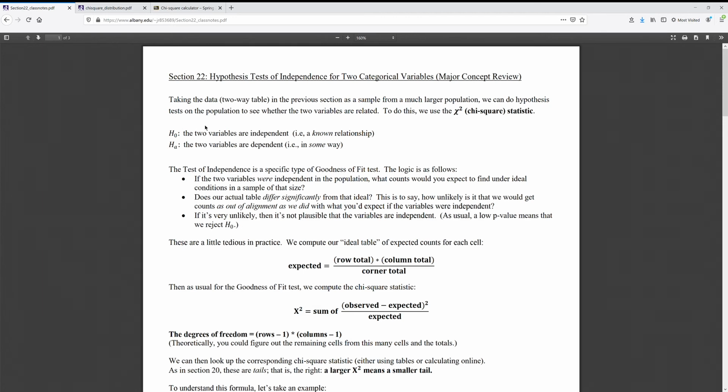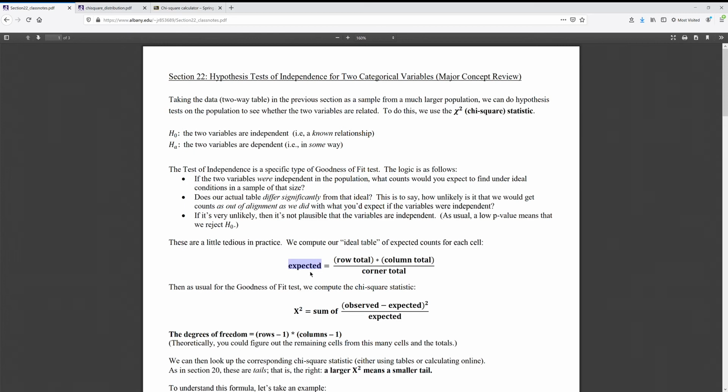The only major difference is that, as in section 20, our hypotheses are not quite the way they played out in the previous sections, equality, less than or equal to, and so forth. These are a little tedious in practice because you've got to compute a large number of things. The bottom line is that this is an ordinary goodness of fit test where first we have to figure out the expected counts for each of these, quote, categories. In this case, cells.